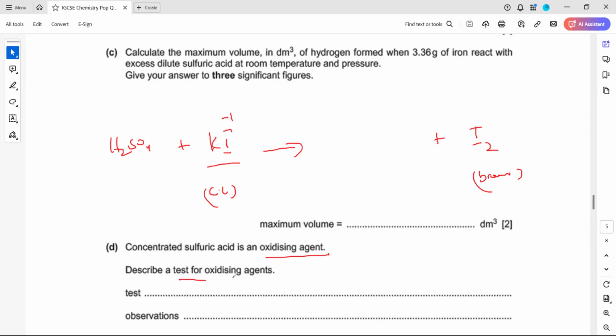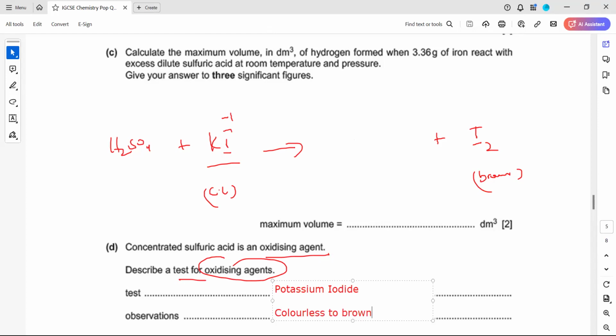So if you want to test the oxidizing agents, we can add potassium iodide. And what is the observation? Changes from colorless to brown. And if the same question was there, how you can test a reducing agent, then what you mentioned in the beginning, potassium manganate 7 or potassium dichromate 6, these are the tests for the reducing agents.